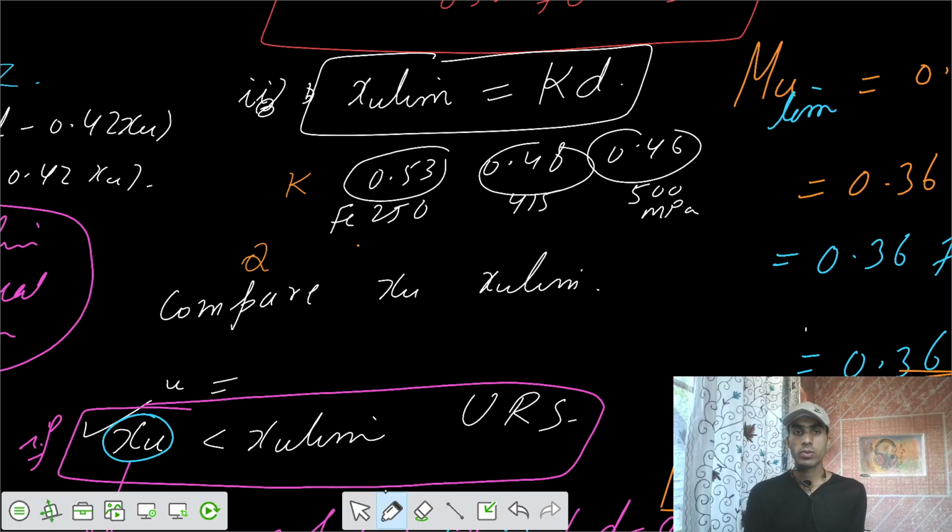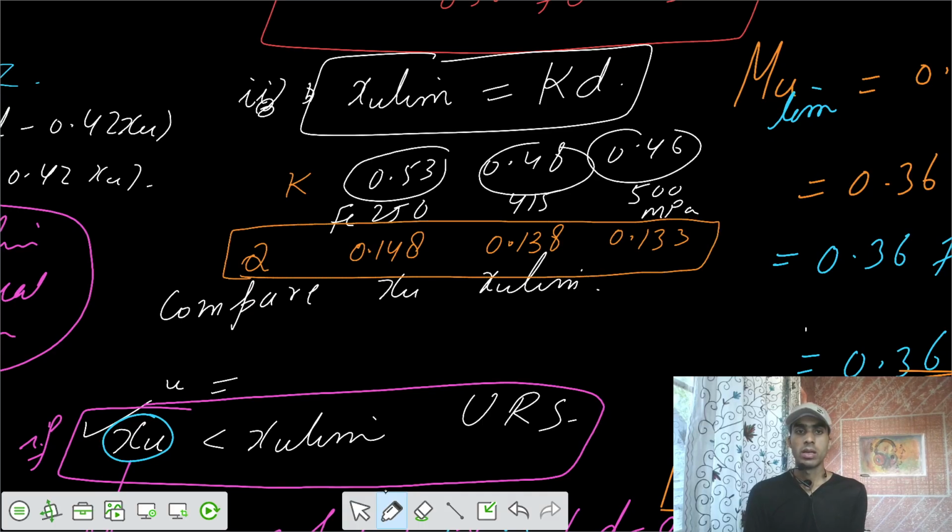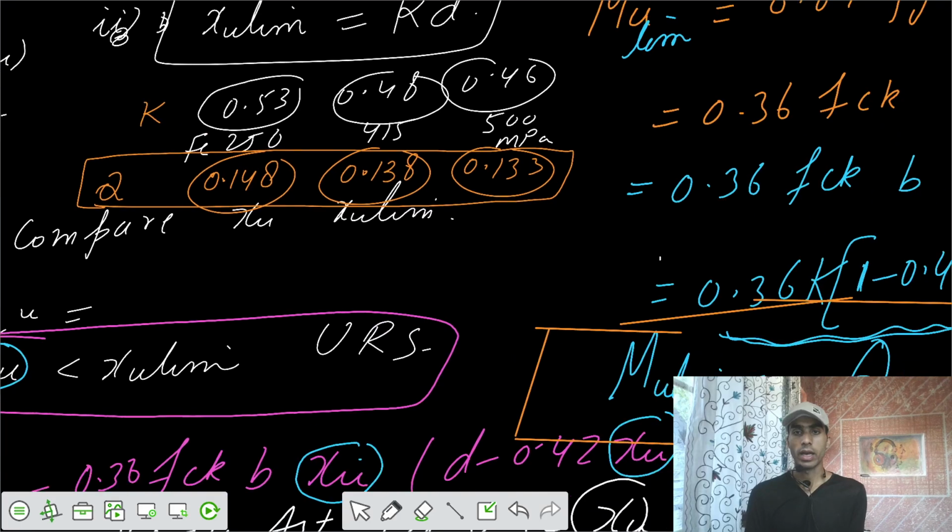So once you substitute the values of K in the constant part of that equation for Mu limiting, you would get the value of Q. This one is equal to 0.148, this is 0.138, this is 0.133. So these three values we have to remember: 0.148, 0.138, 0.133.